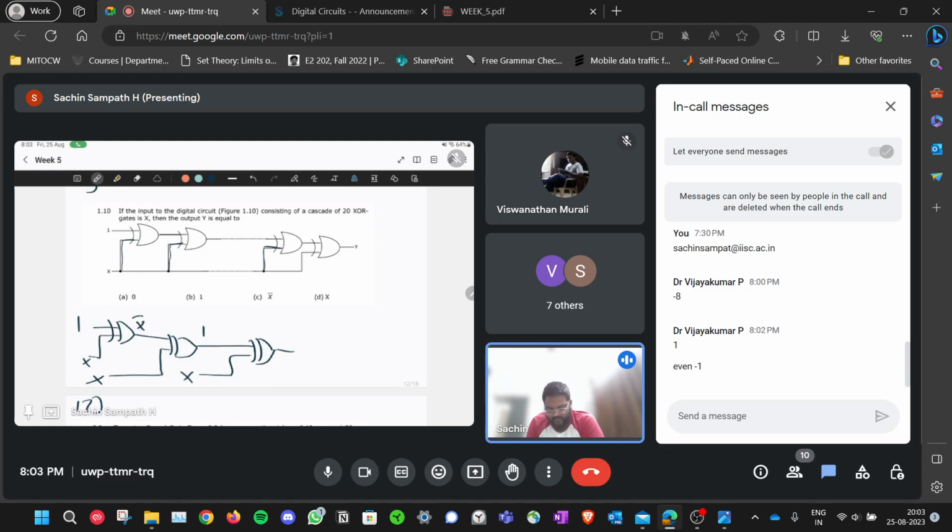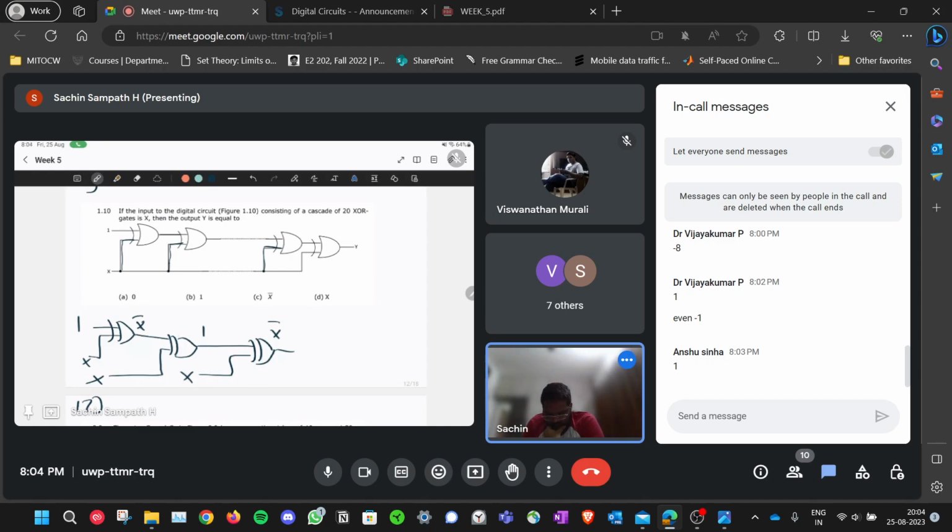So in essence what will happen is, if you just have one stage you'll get X bar. After two stages you'll get back 1. In three stages you'll get X bar. In four stages you'll get back 1. So if you have an odd number of stages you'll get X bar. If you have an even number of stages you'll get 1. Is that right? So they have given 20 XOR gates, so you should get 1. Was that correct? Was there any mistake?